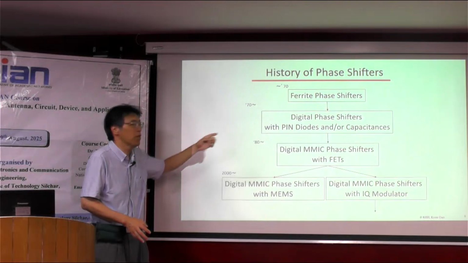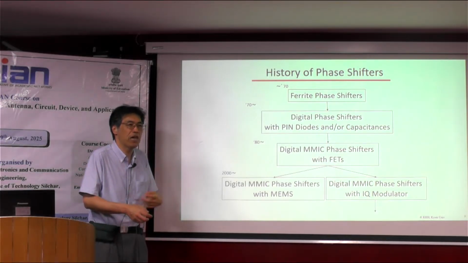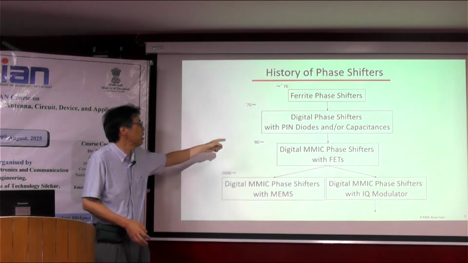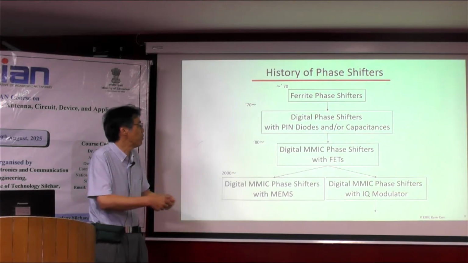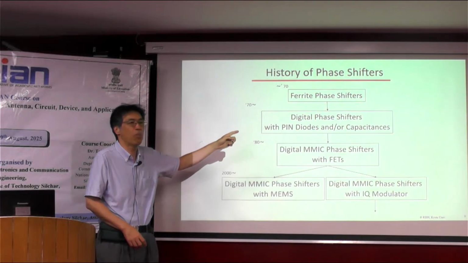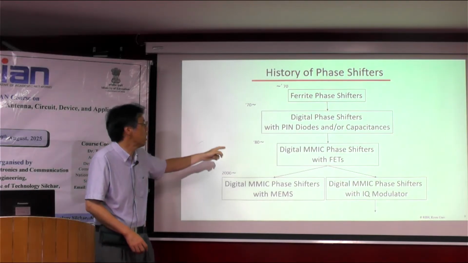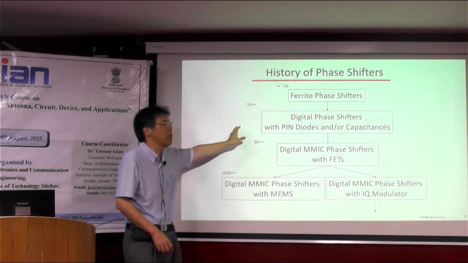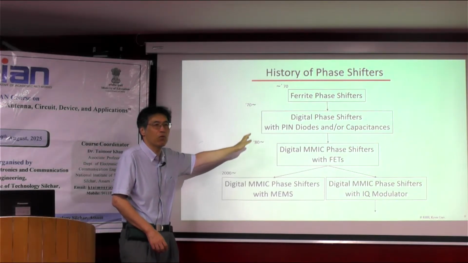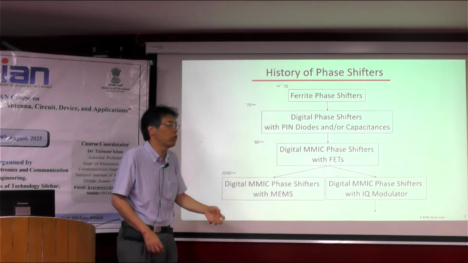And after the 70s, microstrip antennas and microwave circuits were born. Here we developed the digital phase shifter with a PIN diode or capacitance, etc. And now we use very similar phase shifters with a diode or capacitance. I'll show you later.